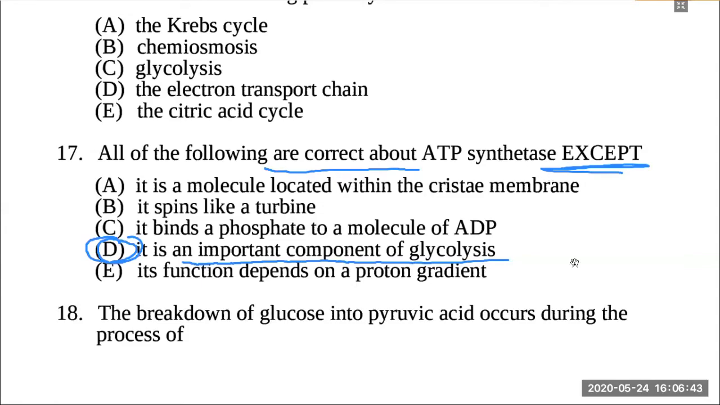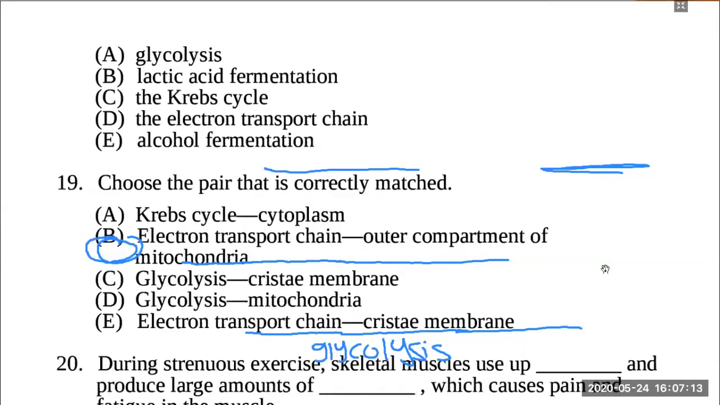Now let us move to question 18. The breakdown of glucose into pyruvic acid occurs during the process of, we know before reading the choices, glycolysis, inside the cytoplasm. Now let us see. Yes, the first choice that we have is glycolysis. So that is the answer for the question.